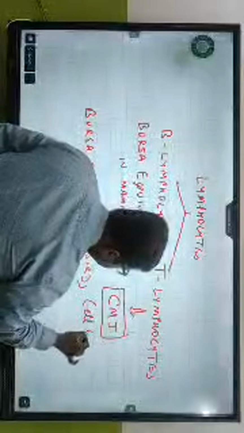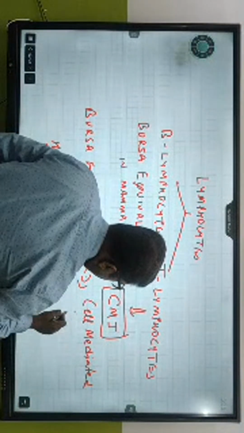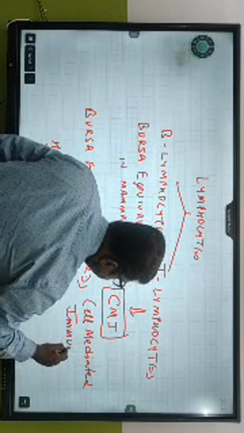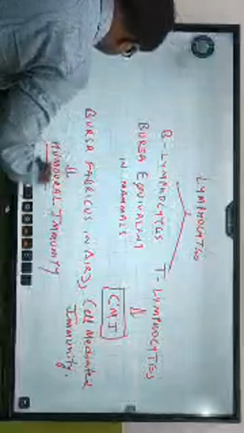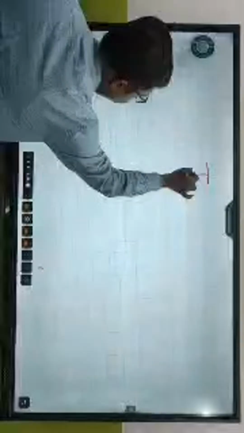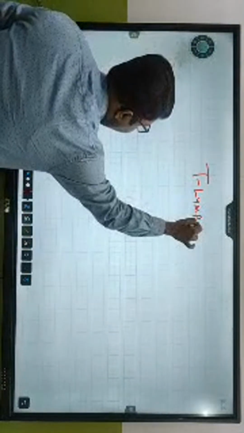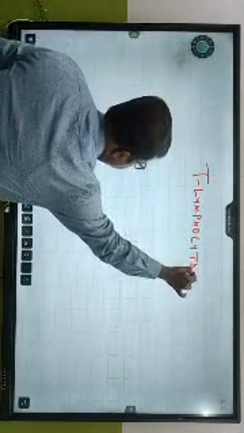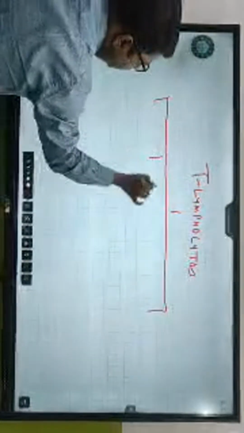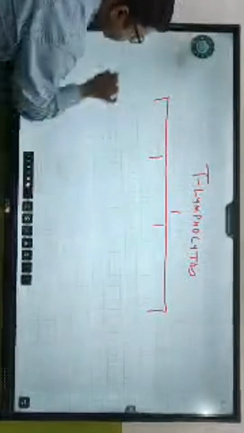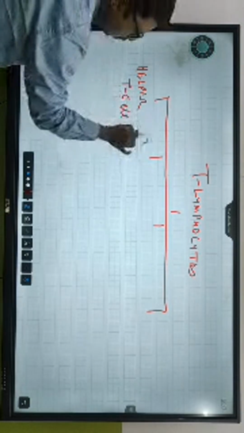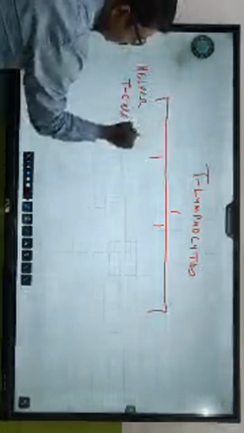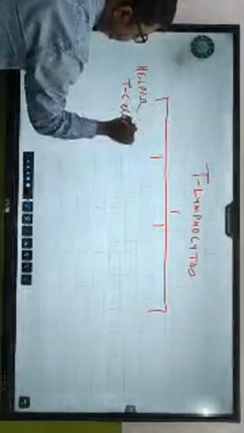Now, what is most important about T lymphocytes? We can classify them into four types mainly. One is helper T cell. The second one is memory T cell.